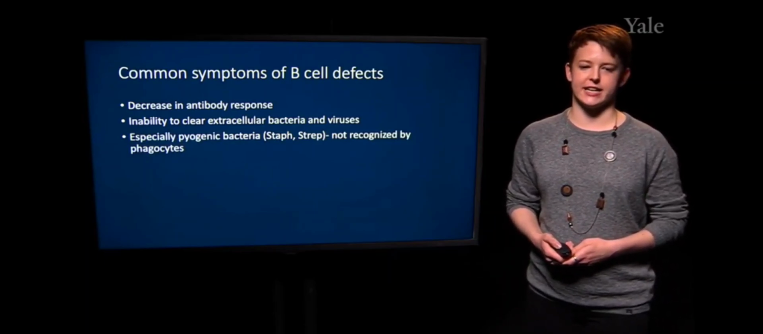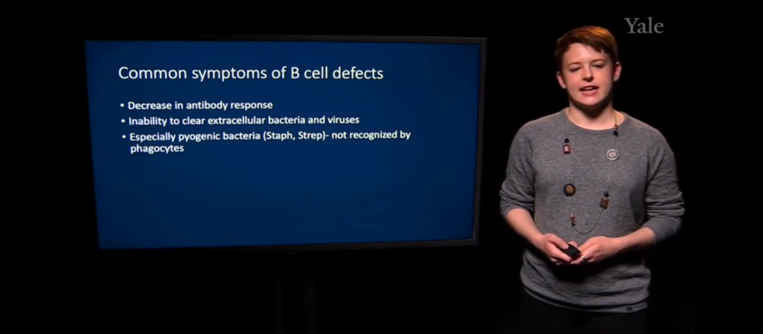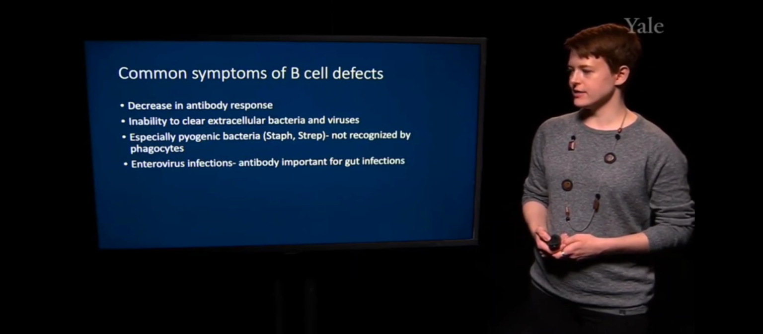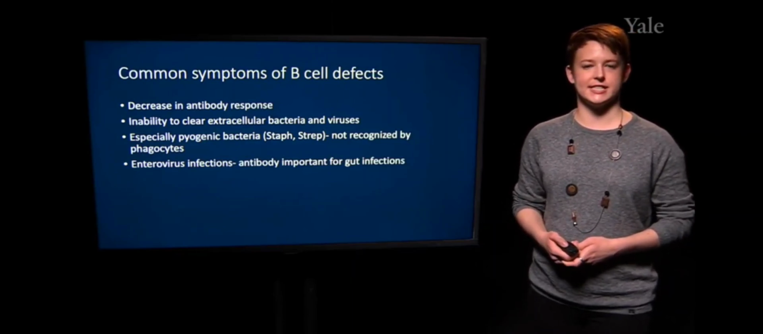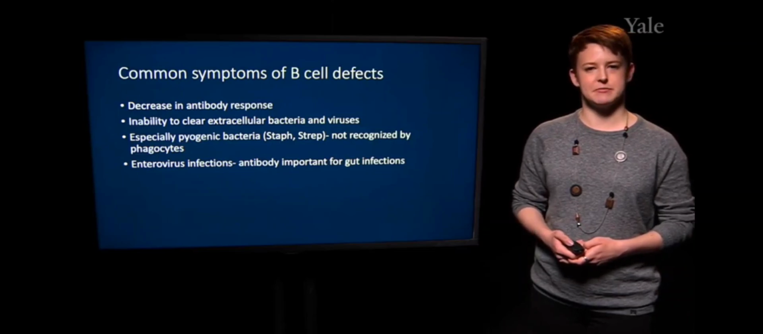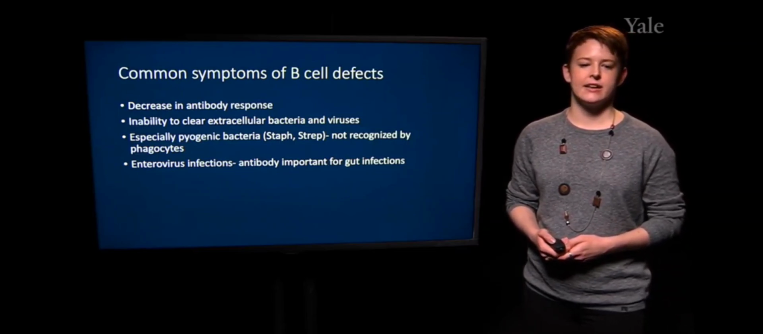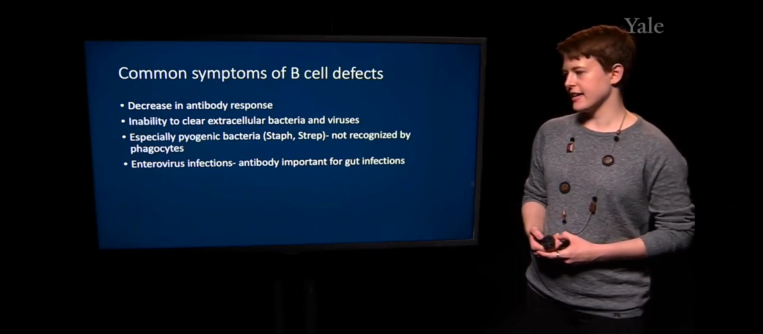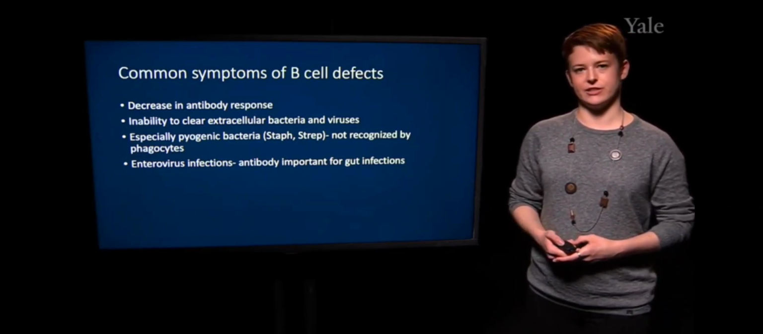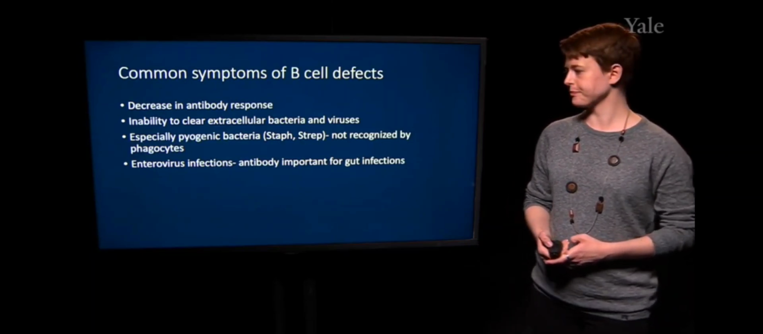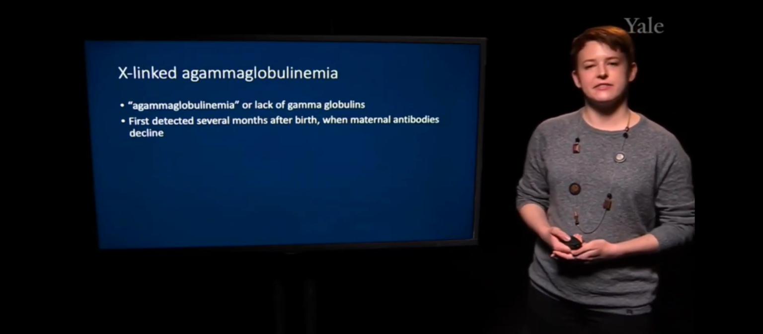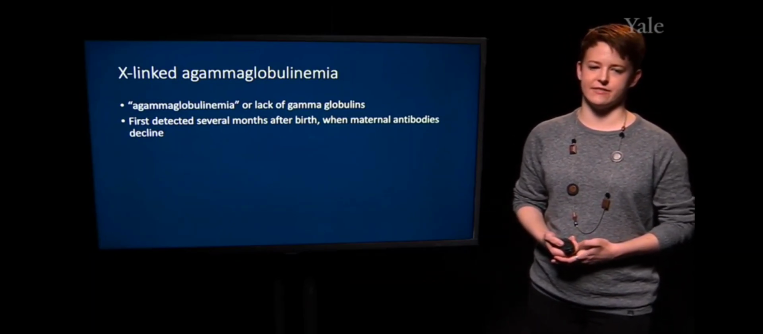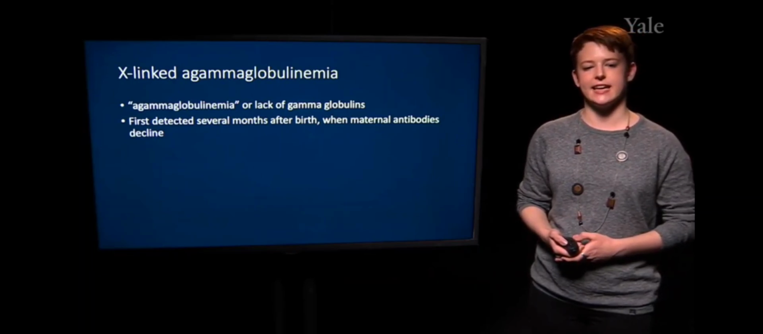And also, B-cell immunodeficiencies lead to specific susceptibility to enteroviruses, which is important for gut infections, and antibodies really help control these enterovirus infections. So our first genetic defect that we'll talk about under the B-cell defect category is X-linked agammaglobulinemia. And so agammaglobulinemia, if you break the word apart, means a lack of gamma globulins.